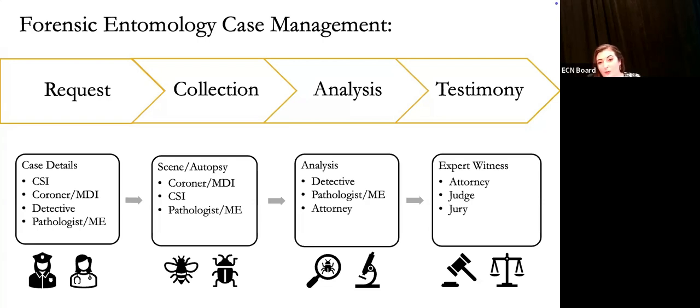Now for the analysis component, so once we've collected the evidence or the evidence has been shipped to our lab, we're providing information about that analysis, about the identification and the timelines that we generate to the detective, to the pathologist or medical examiner, or to attorneys sometimes directly.